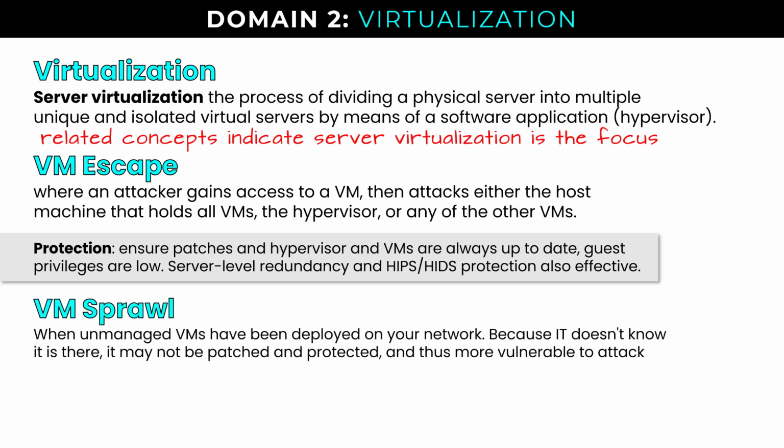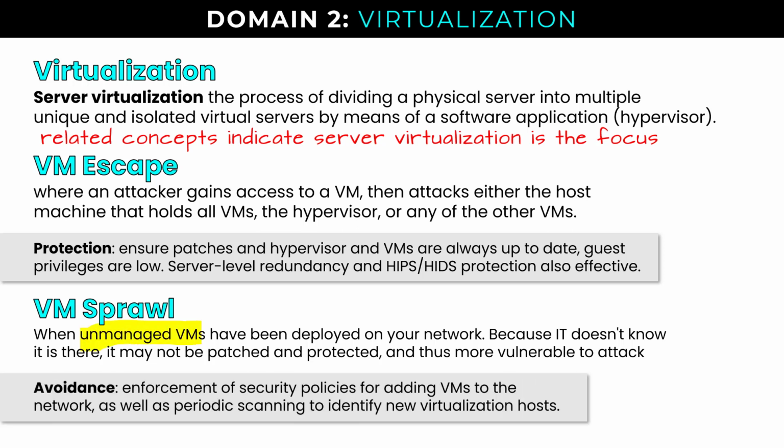Then there's VM sprawl. This is when unmanaged VMs have been deployed onto your network, and because IT doesn't know it's there, it probably isn't patched, it may not be protected, and thus it's going to over time become more vulnerable to attack. Avoidance in this case would be enforcement of your security policies for adding virtual machines to the network, as well as periodic scanning to identify new virtualization hosts and virtual machines.